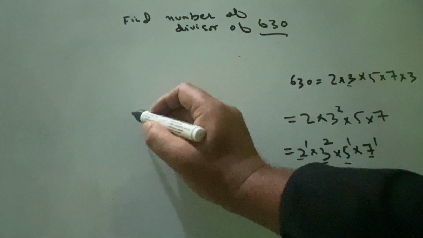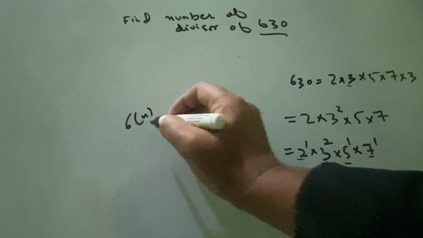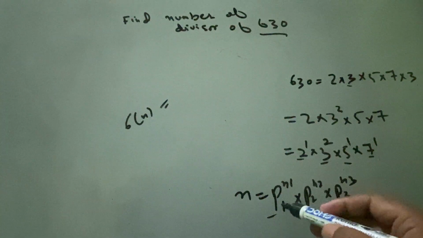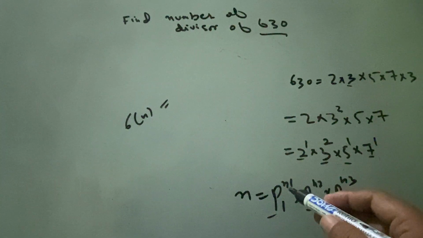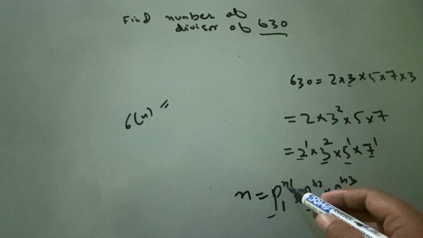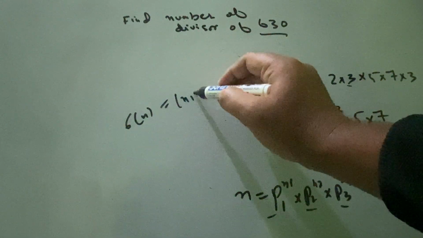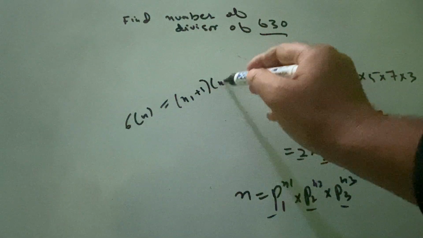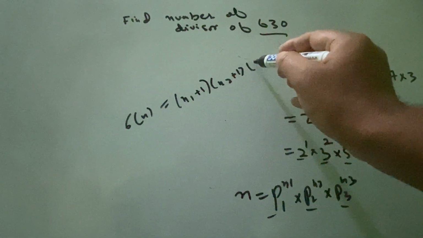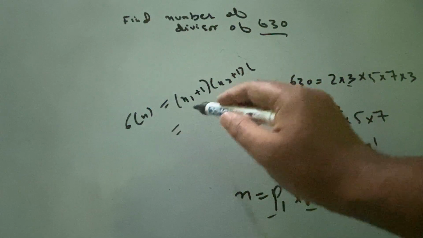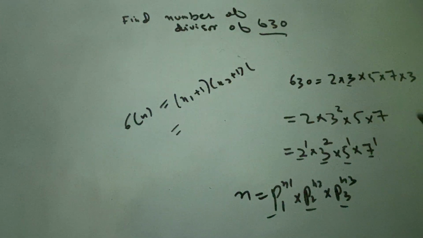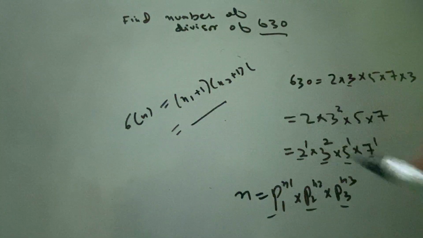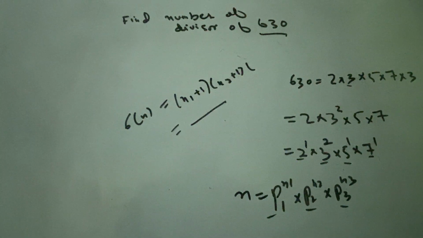The tau function says that the number of divisors, tau of n, is equal to the power of the first prime number, which is n1, plus 1, times the second, n2 plus 1, and so on. We have to add 1 to each power and multiply them. Now it gives our number of divisors of that number.